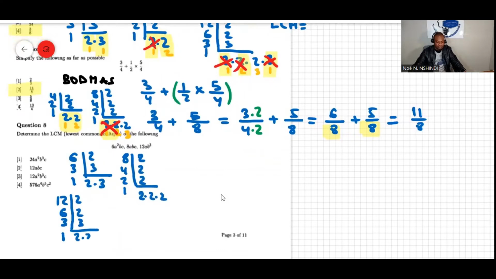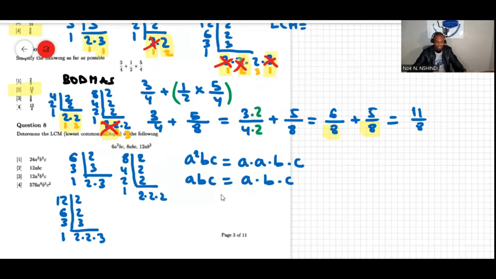It's going to be like 2 times 2 times 3. And then we're going to take a squared BC. This is the same as a times B times C. ABC, this is like a times B times C. And then AB cubed, this is the same as A times B times B times B.